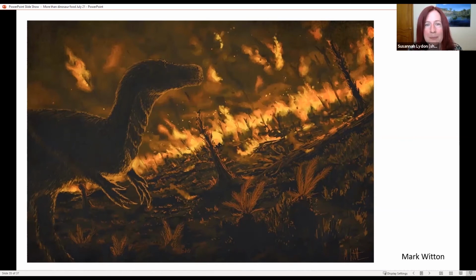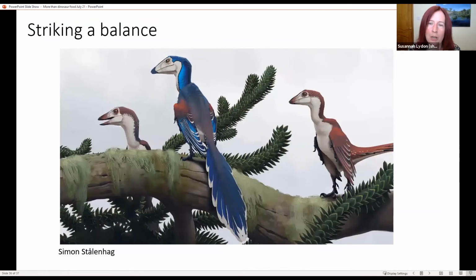Okay. So what I think we need to do is strike a balance. So look at these. This again, this is Jurassic. This is a monkey puzzle tree with some Archaeopteryx sitting on it. Feathered dino birds. Yeah, I think that's a debate for another day, isn't it? That's what I'd like to see.